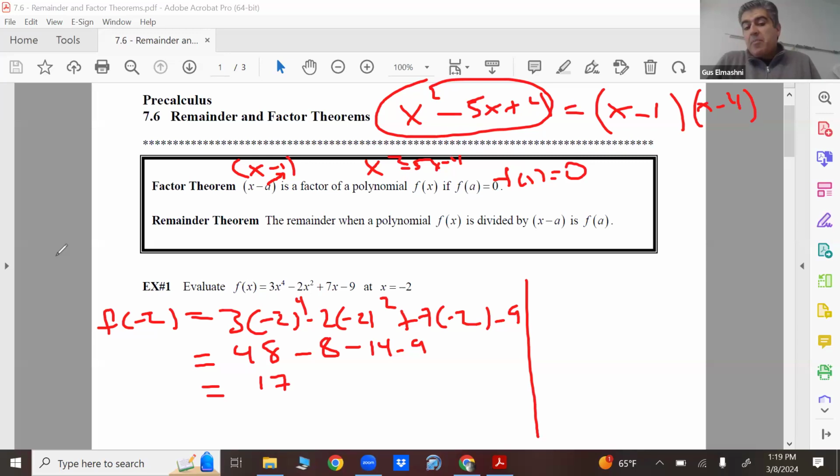Now, nothing wrong with that, but there's a lot of computations. We're humans, we can make mistakes, right? Here's a way that might be a little more efficient. What if I do f of x divided by x plus 2? Why x plus 2? Because x minus a, if this is a, then x minus a is going to be x plus 2. Let's work it out.